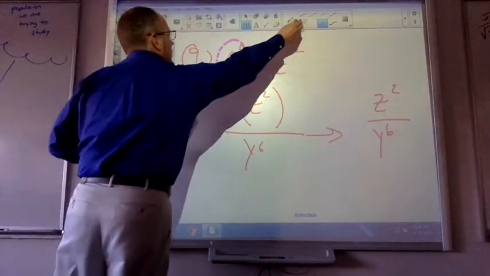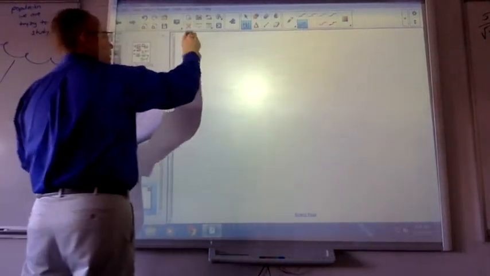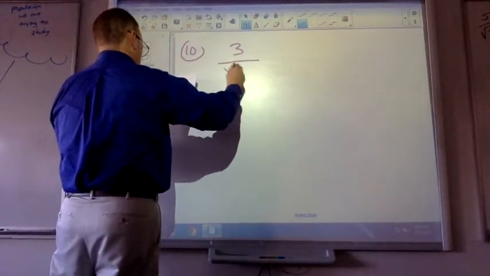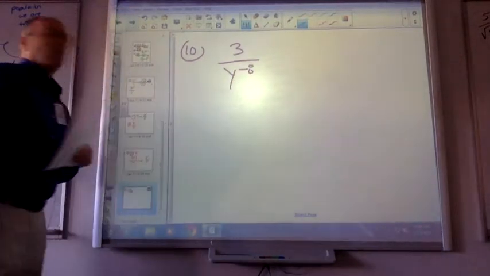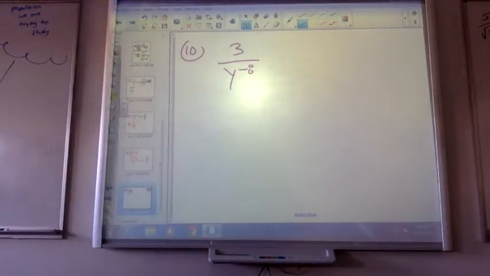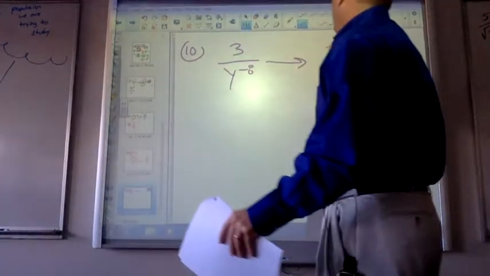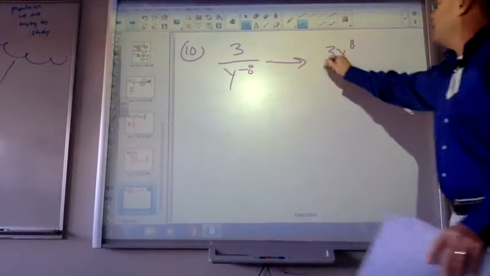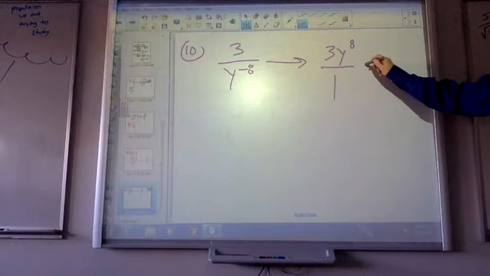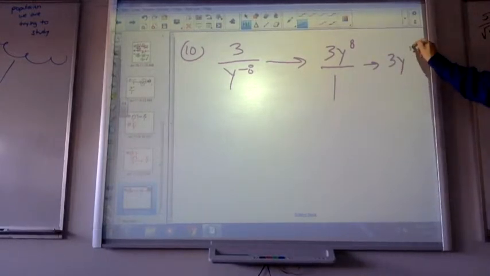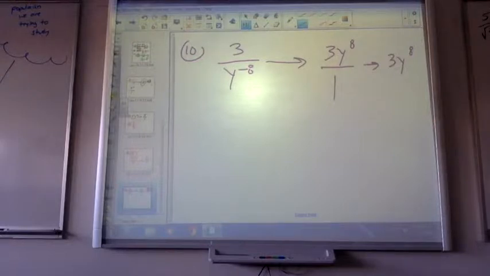Okay? Number 10. 3 over y to the negative 8. What term wants to move from its location? The y. The 3 is content where it's at. So if I move the y up, my answer results in this. Okay? Technically, it's like that right now, but we don't put everything over 1. We just keep it like that. Number 11.